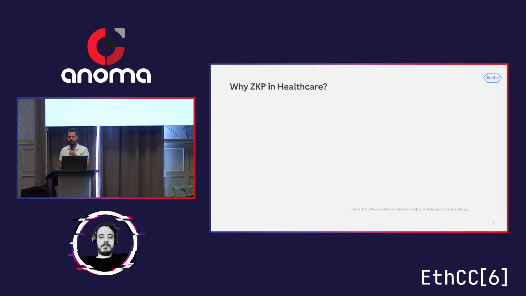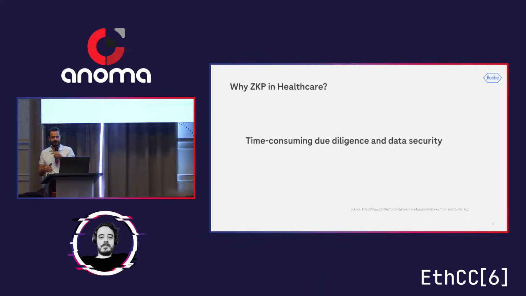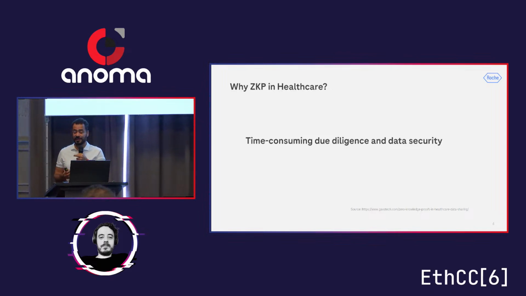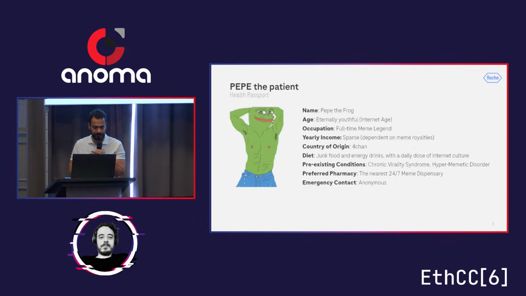So why do we need that? Why do we need zero-knowledge proofs in healthcare? It's really quite simple, because due diligence is really time-consuming, and of course, the data security stuff. So with all the fancy stuff around zero-knowledge proofs, when it comes to reality and real applications, like healthcare, not finance, no, I'm joking. It's all about making due diligence very efficient.